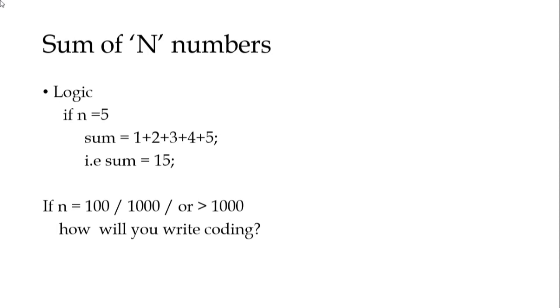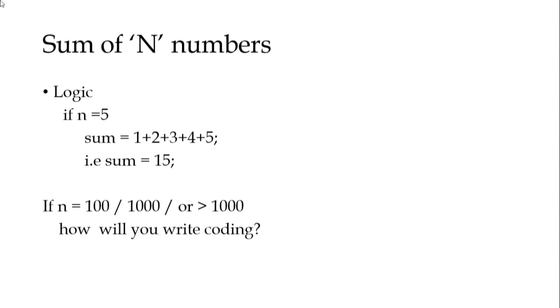Suppose we need to find the sum of n numbers. So what is the logic for finding the sum of n numbers? The logic is, for example, if the value of n is 5, the sum is equal to 1 plus 2 plus 3 plus 4 plus 5. That is, sum is equal to 15. This is the logic for finding the sum of the first n numbers.